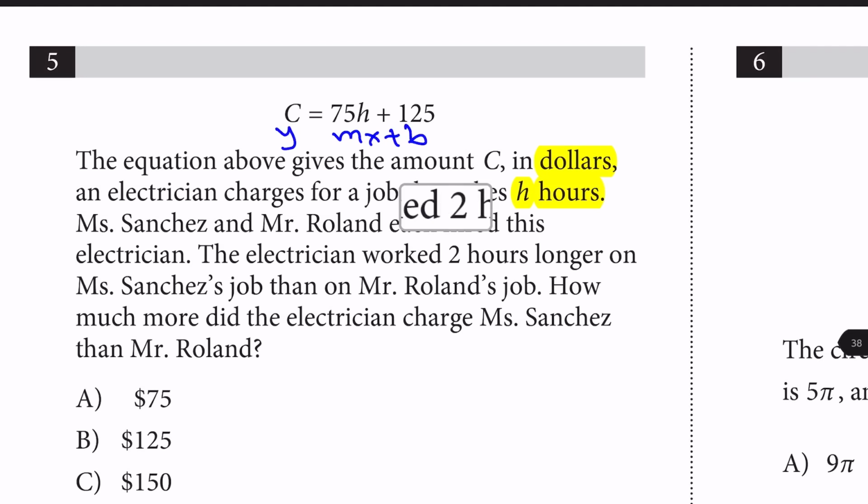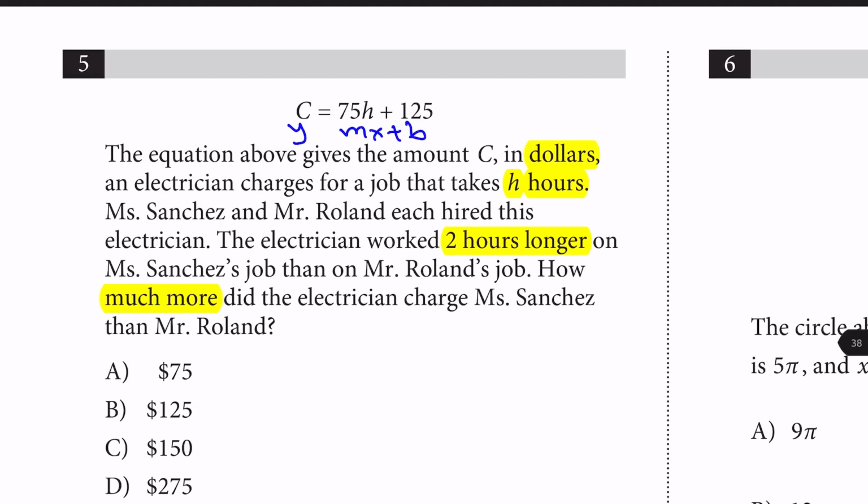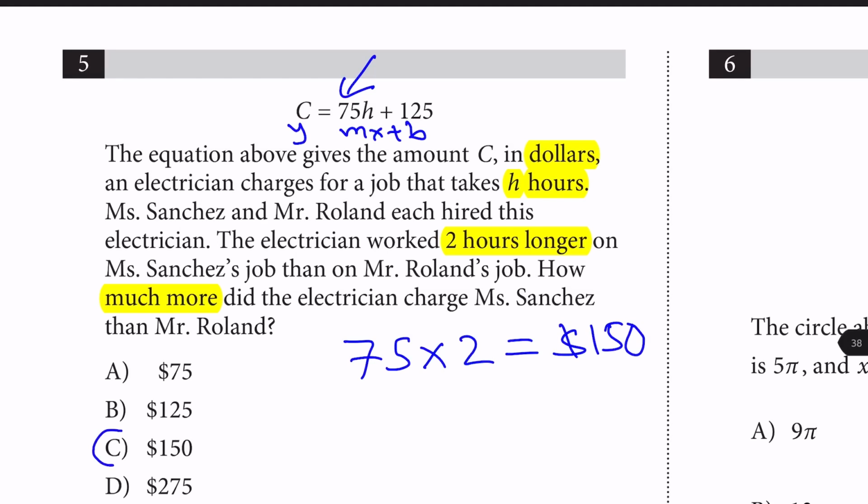And there's a situation where we have a 2-hour longer work. So much more means we just need to find the difference. To find the difference, we only need to look at the rate. Since the electrician is using the same function to charge both of them, we can determine the difference by multiplying the rate by the longer hours worked, which is 75 times 2, and that's $150. And that's why C is the answer.